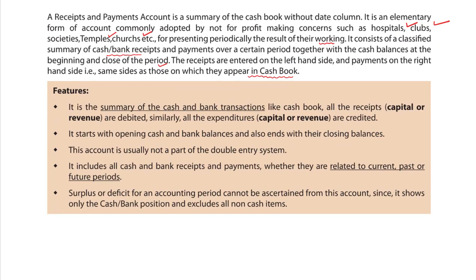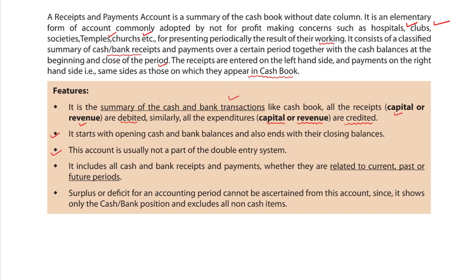Features: it is a summary of cash and bank transactions like cash book. All the receipts, that is capital receipts or revenue receipts, are debited, and similarly all the expenditure, that is capital expenditure and revenue expenditure, are credited. Next, it starts with opening cash and bank balances and also ends with their closing balances.